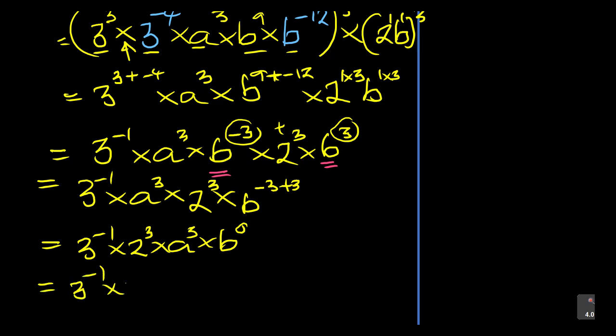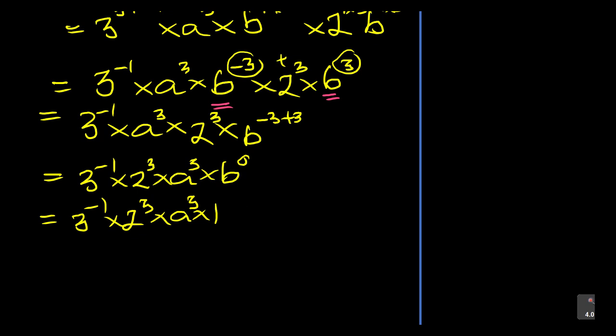Now you continue. 3 to the power negative 1, 2 to the power of 3, times a to the power of 3 times 1. I know you're like, this is too long. Why do I still have to show them it's a 1? They saw that I know. Even if you ignore it now, they will leave it because you showed this on top. Then, if you want, you can use a calculator here. You can take a calculator to say 3 to the power negative 1 times this, and your calculator will give you 8 over 3 times a to the power of 3. It's 3 to the power negative 1 times 2 cubed.